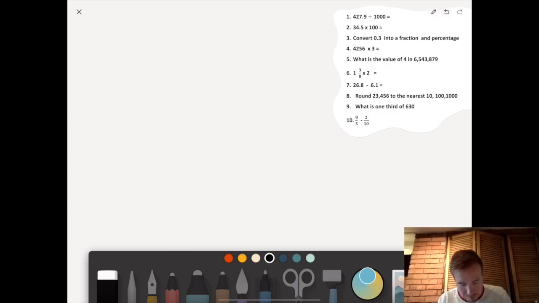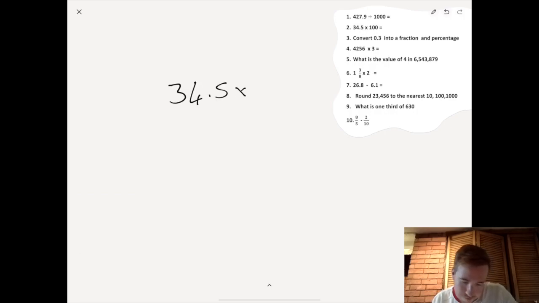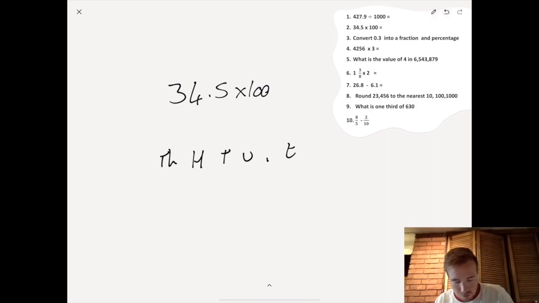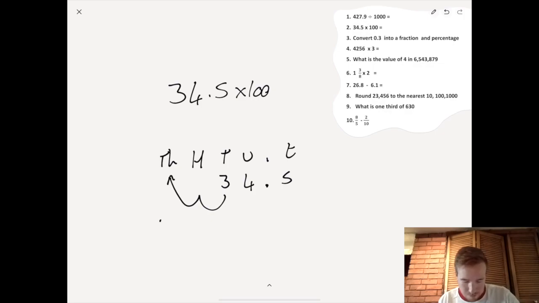334.5 times 100. Okay, hundreds, tens, units, tenths. Might need a thousands, so I'm not sure. So you've got 334.5. Everything's going to move 2 place value columns to the left because I'm multiplying. So you've got 1, 2. So you're going to end up with 3, 4, 5, 0. Okay, 33,450 for question 2.